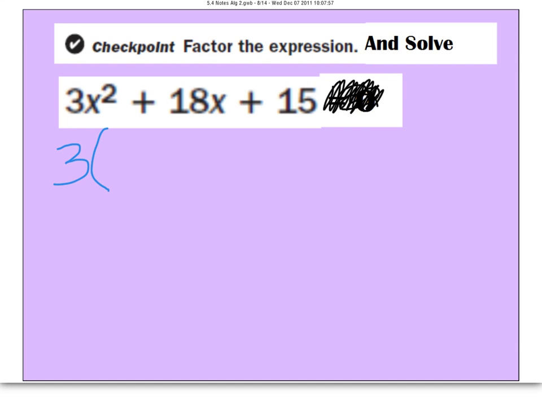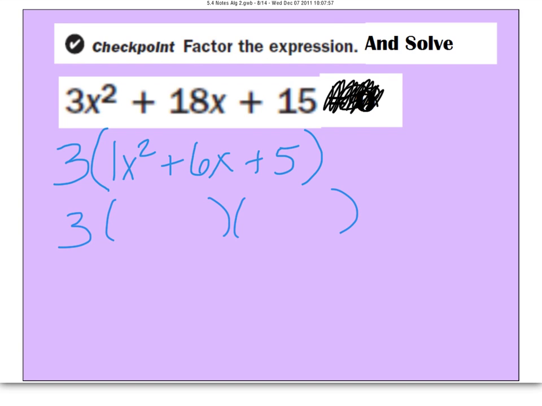So what you do now, 3 divided by 3 is 1, so you're left with 1x squared. 18 divided by 3 would be 6, so that'd be 6x. 15 divided by 3 would be 5, so you're left with 5. Now keep this 3 here and just go ahead and start to factor this like we did the other day. So I'm going to keep the 3 and I'm going to break the trinomial into 2 binomials. In this case, my next step is going to be to break out x squared into here and here. That's easy enough, into x and x.